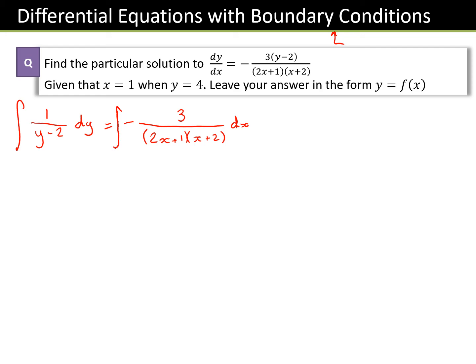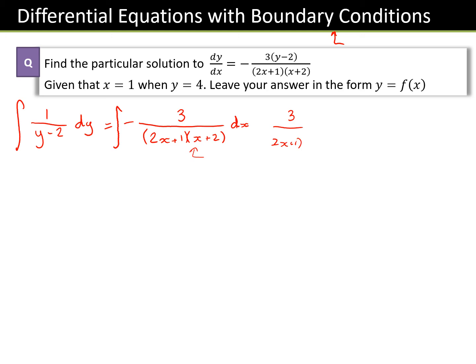Now, the left-hand side, we know that that's going to be a natural log. It's a pretty straightforward thing. This right-hand side, this is where you need to start thinking about your integration methods. It's got a product of 2 brackets on the bottom of the fraction. Therefore, we're going to need to use partial fractions.